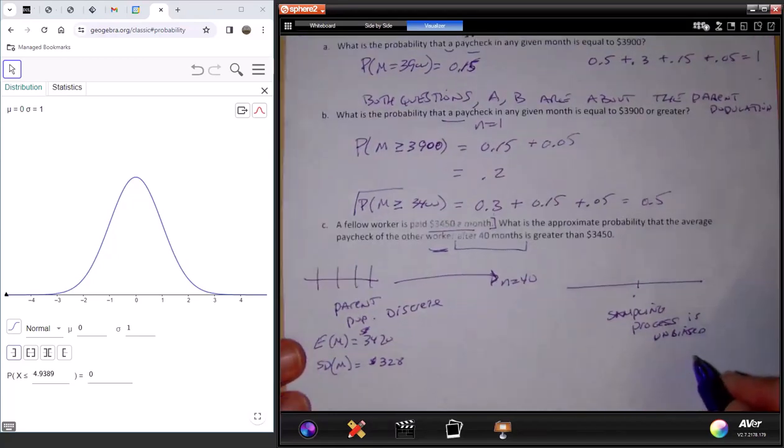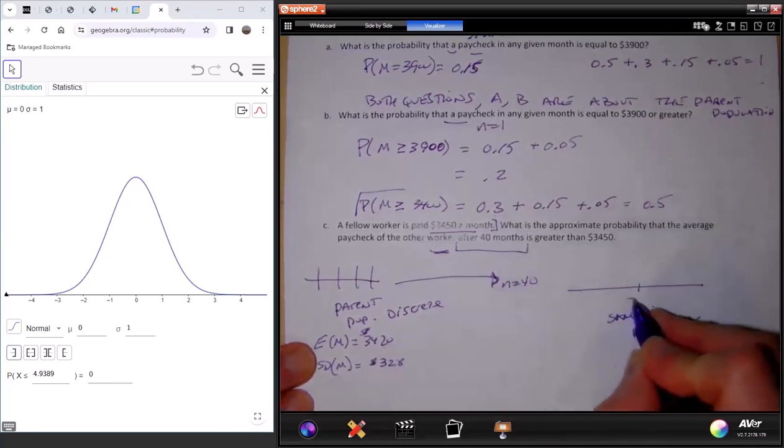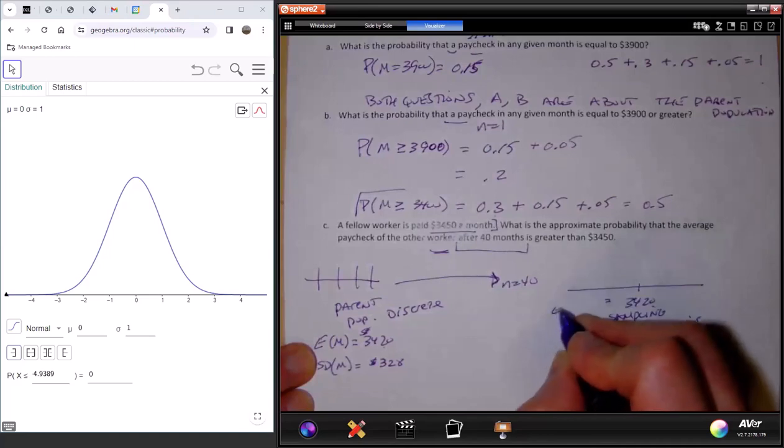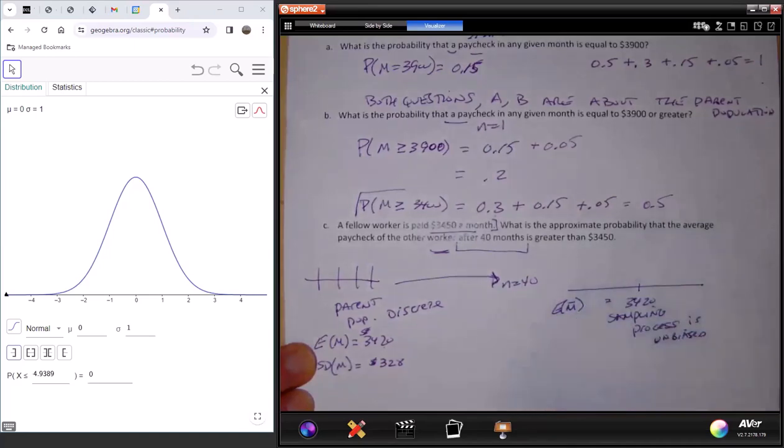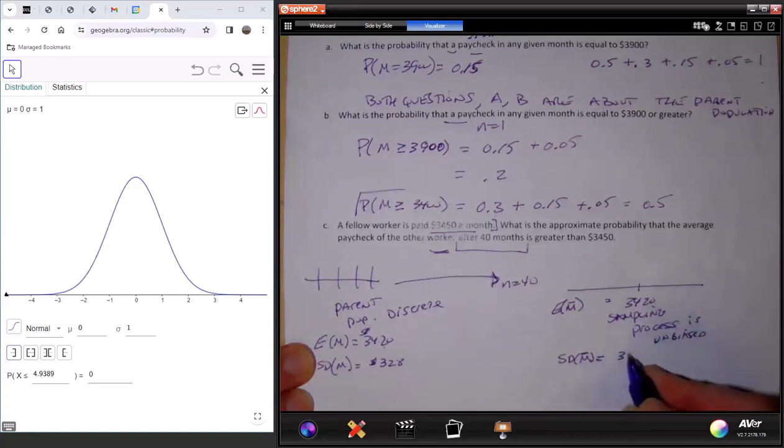We've got that the sampling process is unbiased. So that means that 3,420 is also the mean of the sampling distribution of means. What about the standard deviation? I'm going to do this one here because I want to make sure we don't lose this fact. The standard deviation of the sampling distribution is going to be the population standard deviation divided by the square root of the sample size, which is 40.